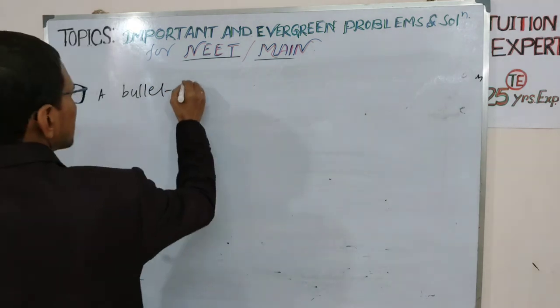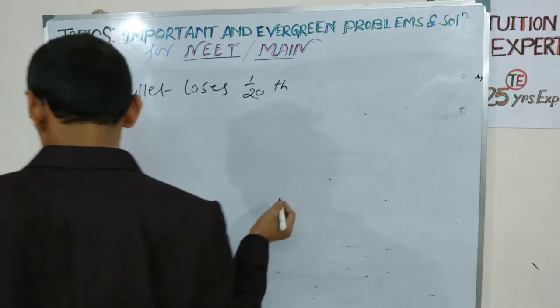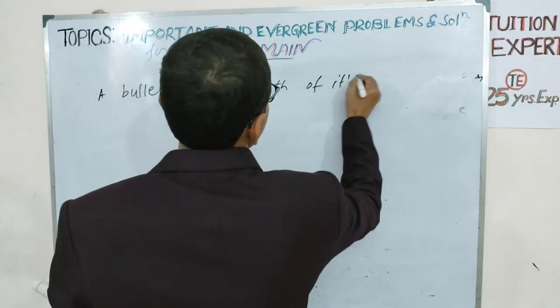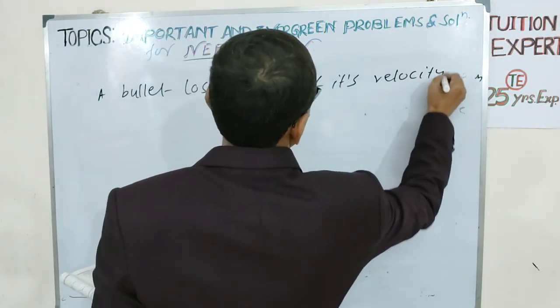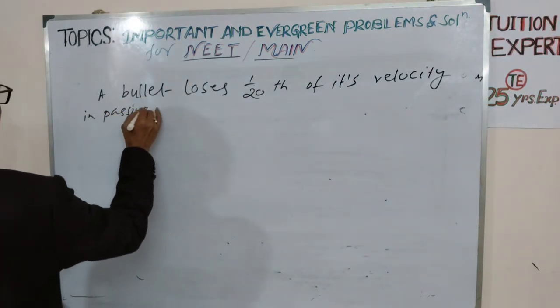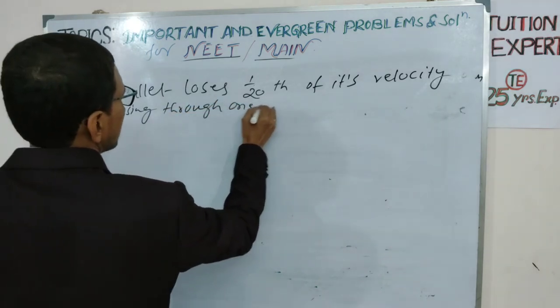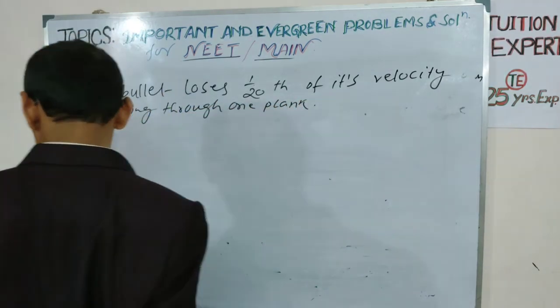A bullet loses 1 by 20 of its velocity in passing through one plank.